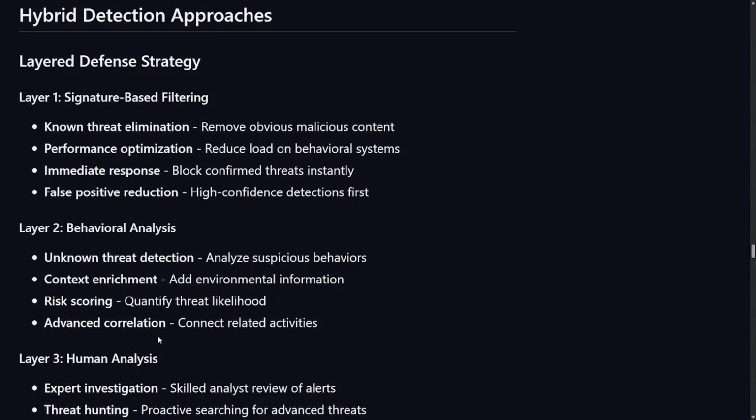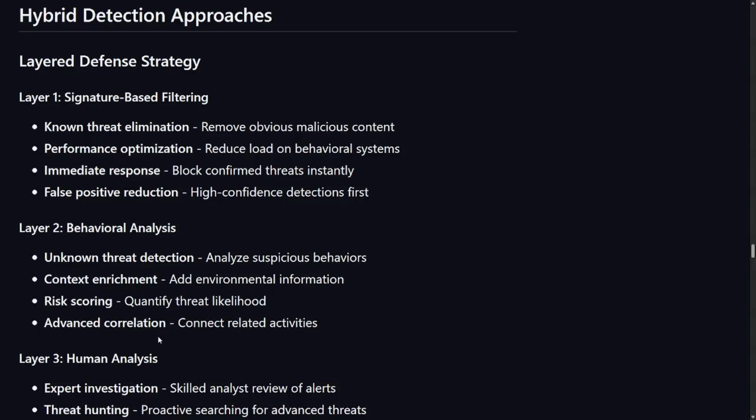Layer 1 signature-based filtering. Known threat elimination. Removes obvious malicious content. Performance optimization. Reduce load on behavioral systems. Immediate response. Block confirmed threats instantly. False positive reduction. High confidence detections first.